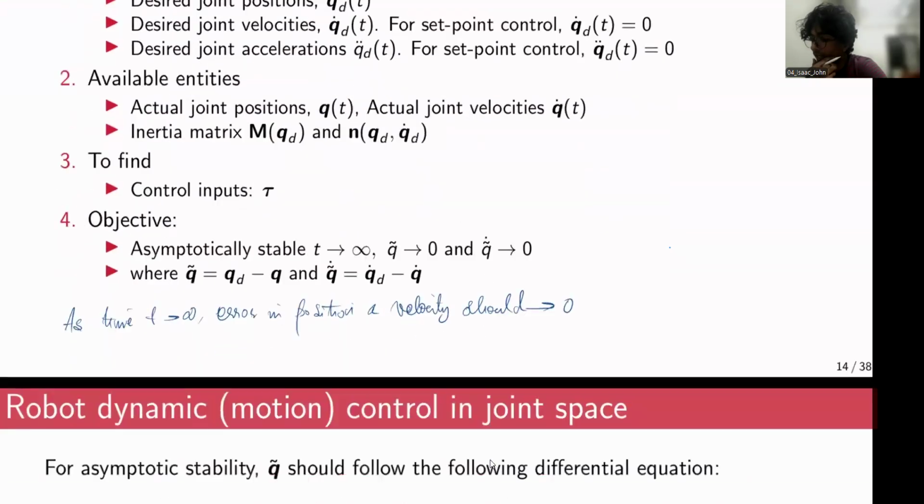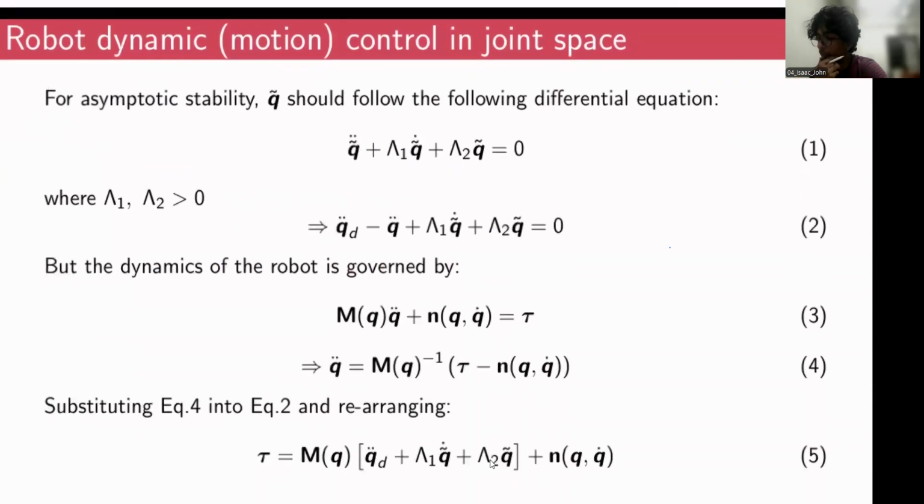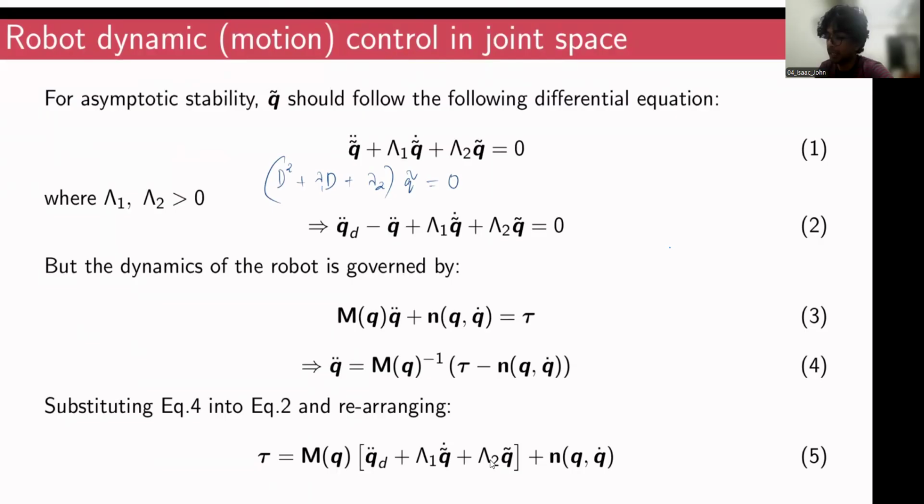So what we are trying to do is force our system to behave as per this second order differential equation, right? Something like d square plus lambda 1 d plus lambda 2 multiplied by q tilde, this should be equal to 0, right? So we want our system to behave as per this second order differential equation.